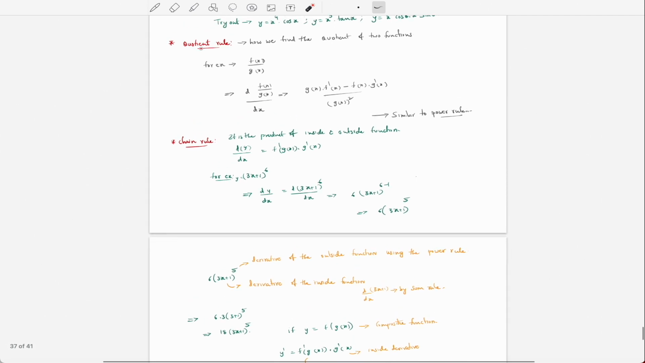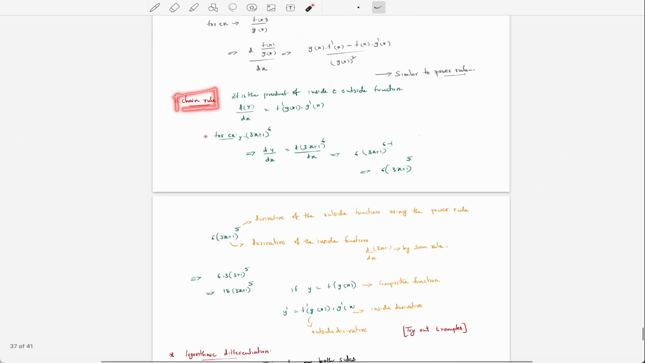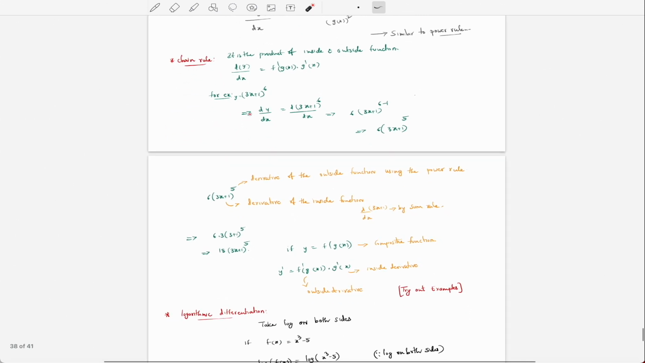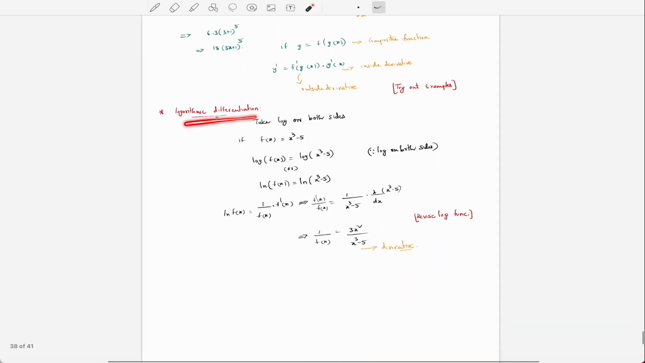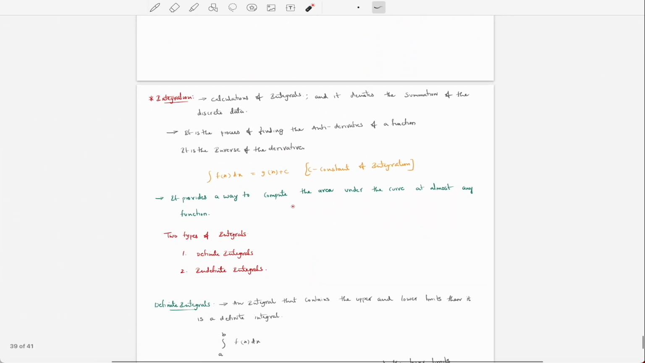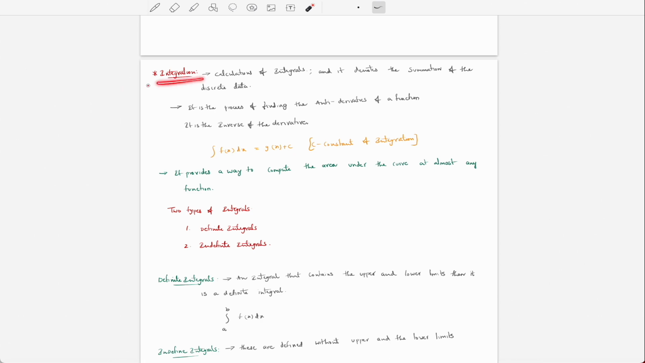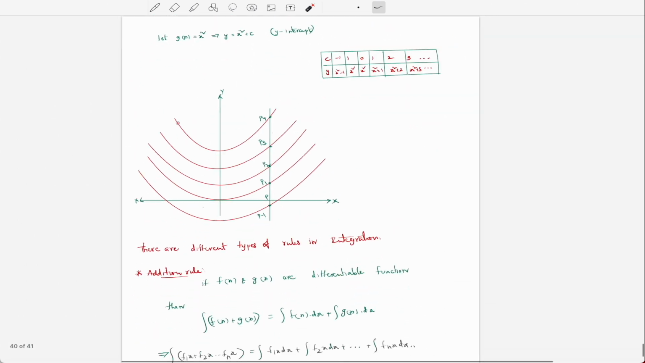And we have the coefficient rule, how we find the coefficient and how it is similar to the power rule. And we have discussed the chain rule, which is a combination of the product rule and the sum rule. It is a product of inside and outside functions. After that we discussed logarithmic differentiation, how we take the log on both sides and how we find our derivatives, and so on. In our next lecture, I just wanted to discuss integration, and we have beautiful notes out there.